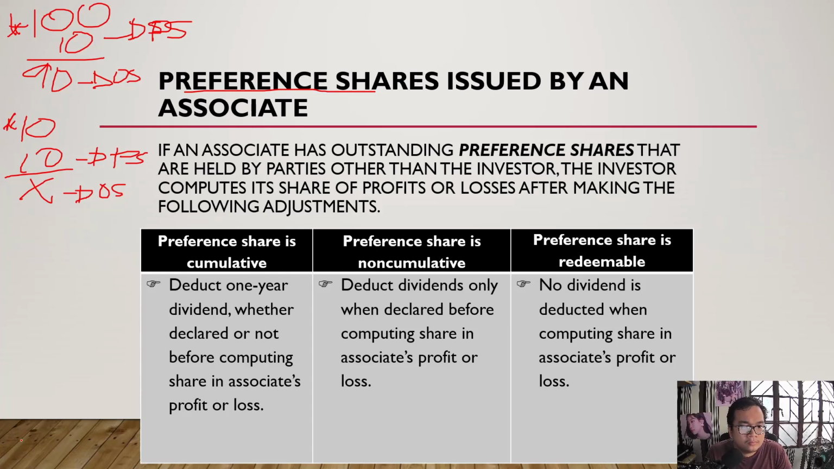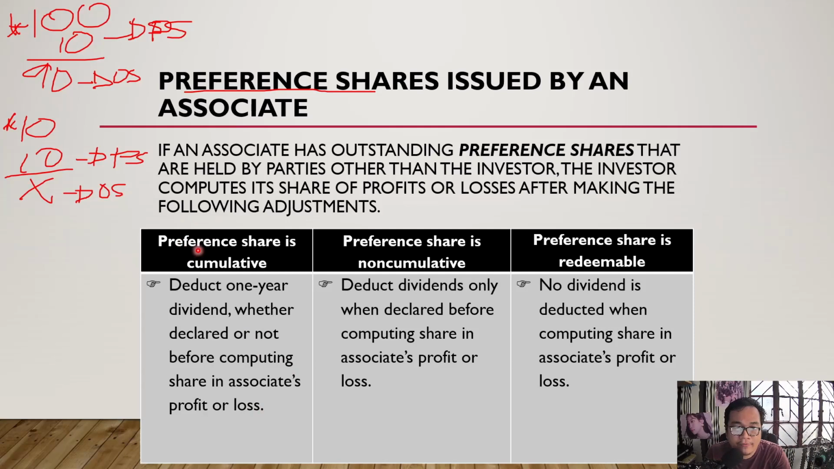Preference shares issued by an associate. So, ito. If an associate has outstanding preference shares that are held by parties other than the investor, the investor computes its share of profit or loss after making the following adjustment. So, pag preference share is cumulative, ibig sabihin may patungan yan, deduct 1-year dividend, whether declared or not, before computing an associate's profit or loss. Mas mapafamiliarize kayo dito pagdating nyo ng intermediate accounting part 2. Pero ganyan yung kasimple. Preference share is cumulative, deduct 1-year.